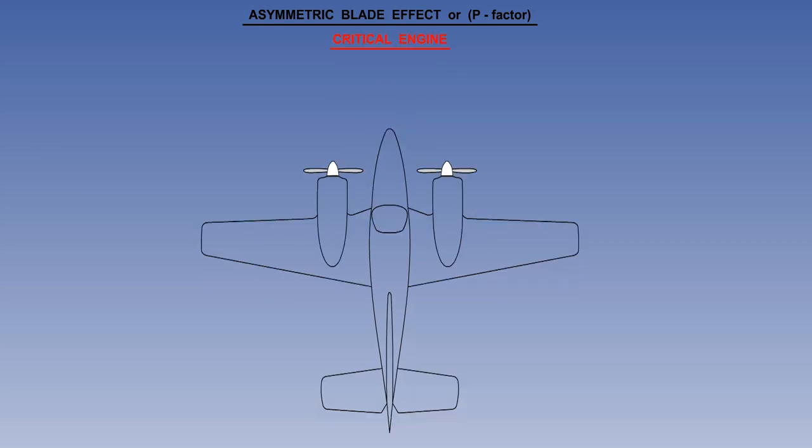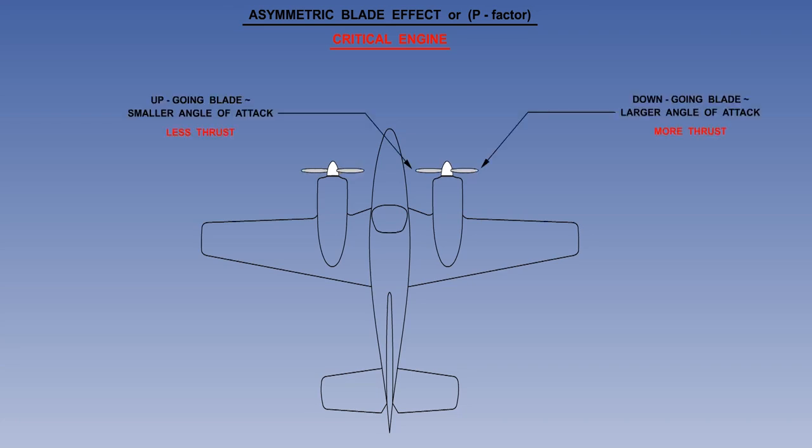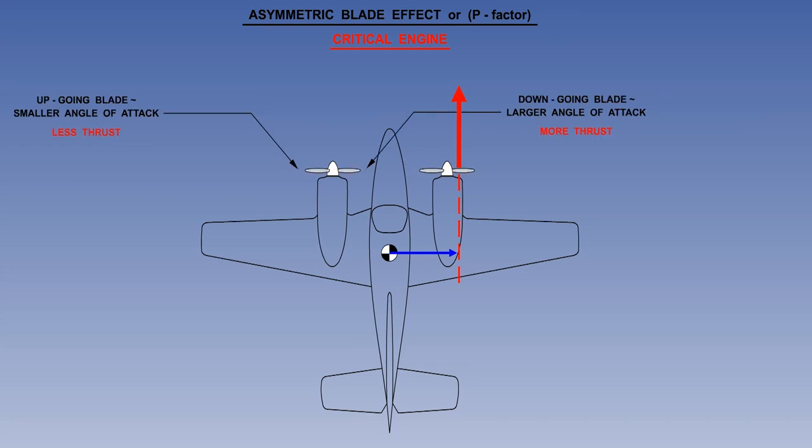We will now consider the significant influence that asymmetric blade effect can have on the safe operation of a light twin-engine aircraft following an engine failure. Both engines are rotating clockwise. As we saw previously, the downgoing blade generates more thrust than the upgoing blade. The thrust line from the right engine acts to the right of the propeller shaft. The propeller on the left engine also generates more thrust on the side with the downgoing blade, and its thrust line is also displaced to the right of the propeller shaft.